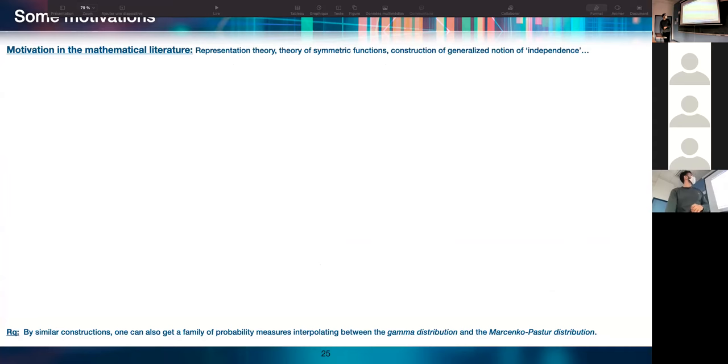Okay, and so if you have some motivation, why do we want to do this first? So there is actually some motivation in the mathematical literature, and they are related to representation theory of infinite groups, and in particular the symmetric groups. And as I mentioned just before, it's a difficult problem to construct a generalized notion of independence.